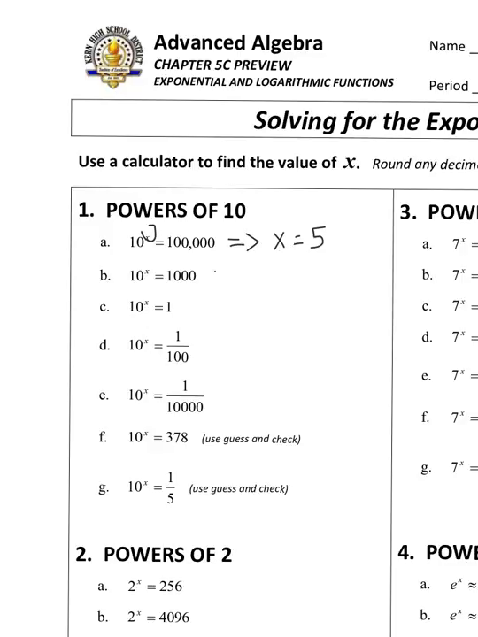In this next problem, we have to figure out, okay, what value of x here will make it equal to 1,000? Well, 10 to the exponent 3 will equal 1,000.